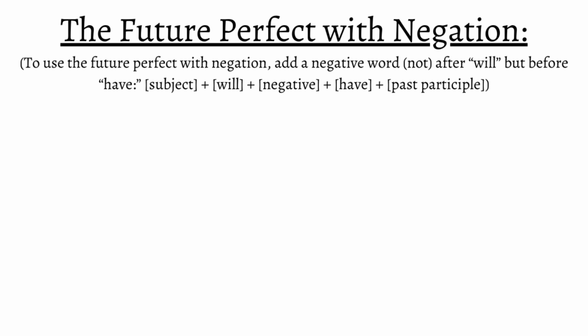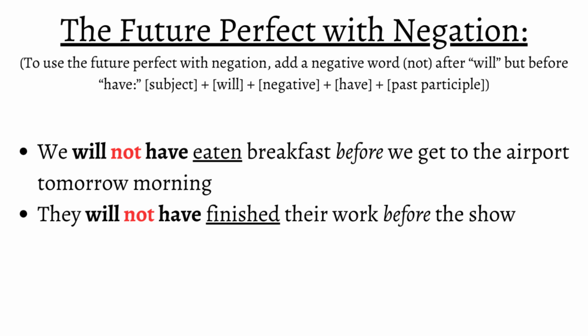To use the future perfect with negation, we add a negative word like not after will but before have. A subject plus will plus a negative plus have plus a past participle. Some examples are: we will not have eaten breakfast before we get to the airport tomorrow morning.